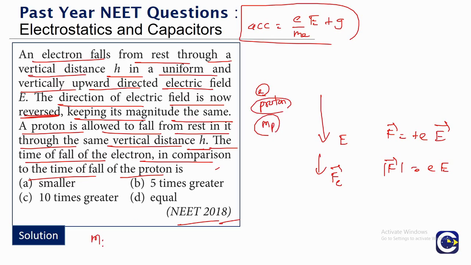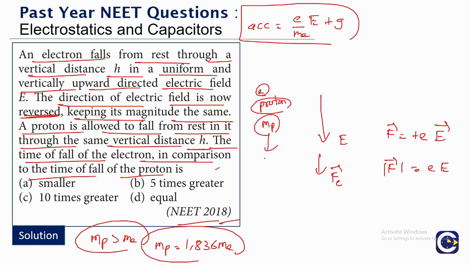Remember, mass of the proton will be more than mass of electron. How much? Approximately 1836 times the mass of electron. This is something that you would have learned in chemistry as well as in modern physics chapters also. We will talk about the relation. So the weight acting on the proton will be what? Mass of proton into g. So total downward force in this case is what? Gravity plus the force because of the applied electric field. Both are in the downward direction.